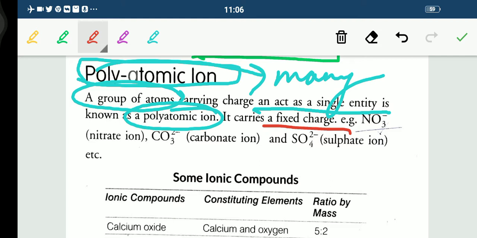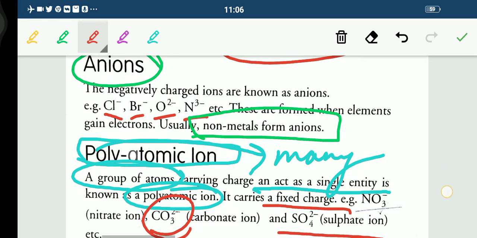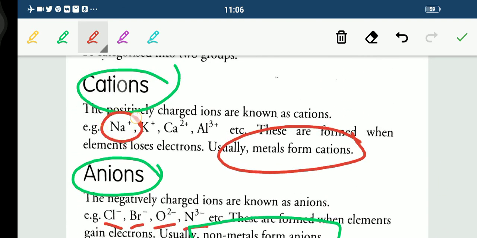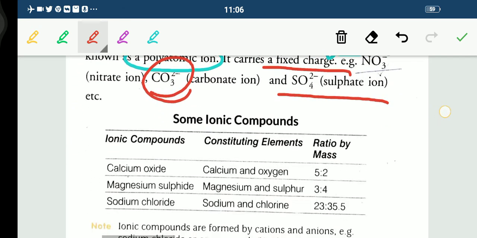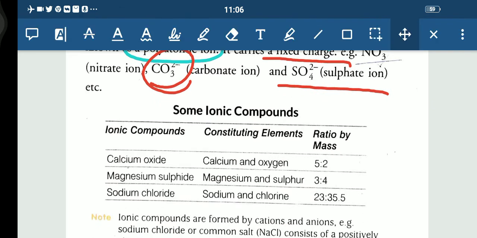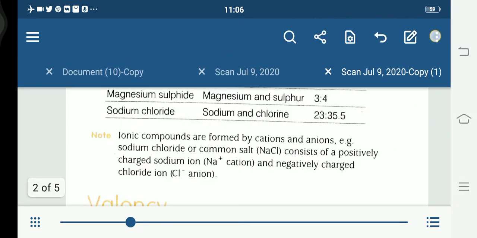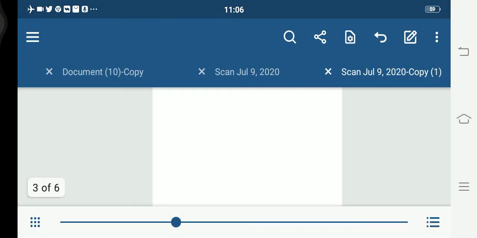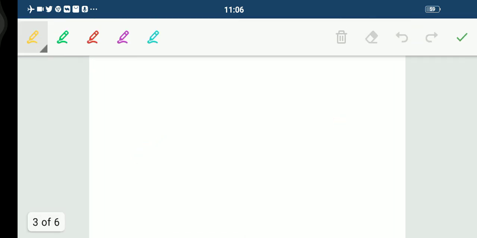For example, you can see the nitrate ion, NO3 negative, the carbonate ion, CO3 negative, and SO4 negative is the sulfate ion. Now students, can you tell me how the sodium ion is formed? I will be telling you. See here, look very carefully. Although you will be studying this in the next chapter, still I'll be telling you.